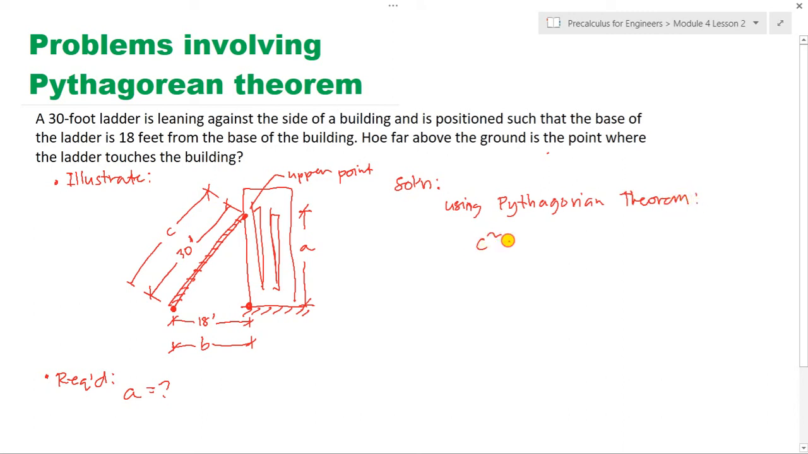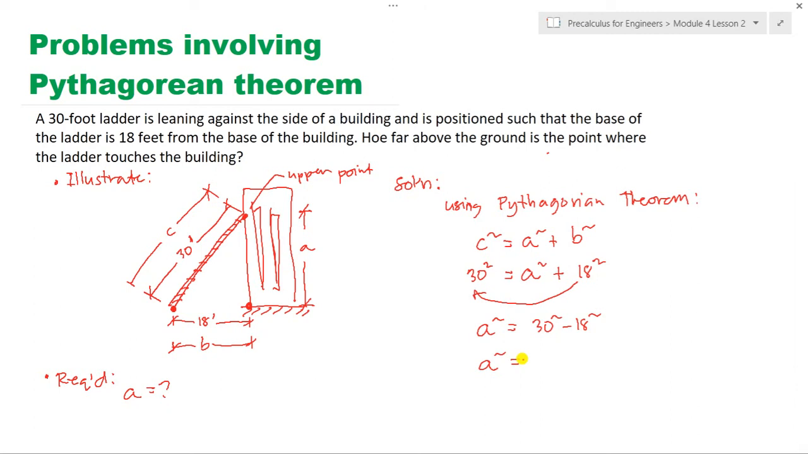So we have the relationship c squared is equal to a squared plus b squared. We know that c is 30 feet. So we have here 30 feet squared is equal to a squared, the one we're finding, plus our b here is 18, so we have 18 squared. So transpose this to the other side so that only a is left. We now have a squared is equal to 30 squared minus 18 squared, because we transpose 18. Then simplify: 30 squared minus 18 squared. That is 576.